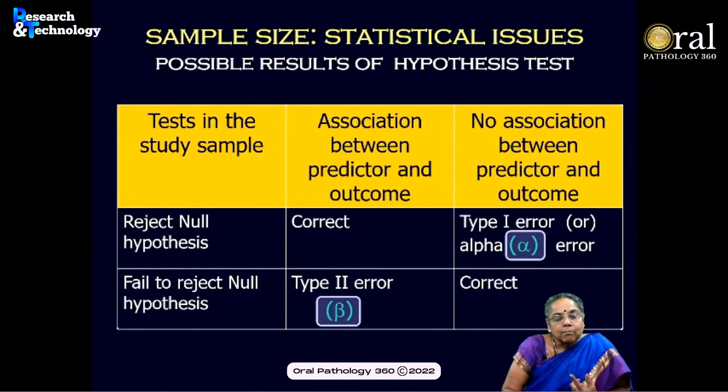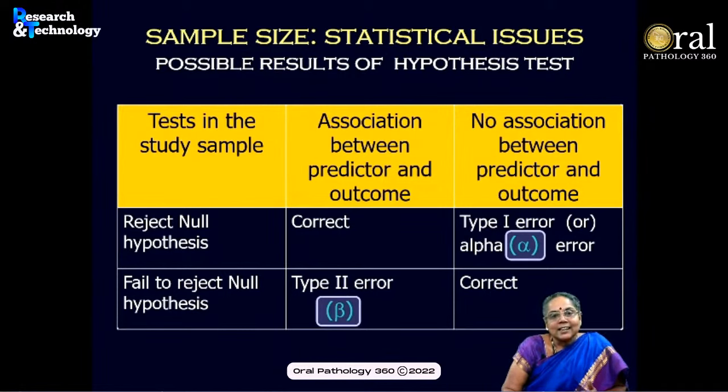Now, based upon my study result, I reject the null hypothesis. That means I tell that probiotic do influence candida. So I reject my null hypothesis. And even in the reality, if the truth is that there is an association between the predictor, the probiotic, and the outcome, that is the colony forming unit, then I am right. My research is right. I can extrapolate it into the population.